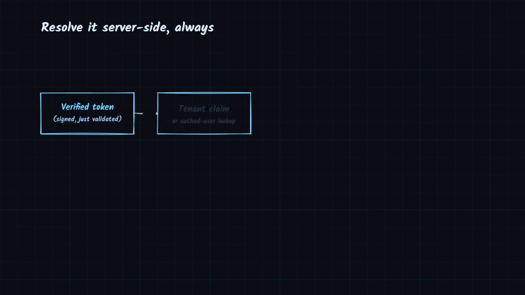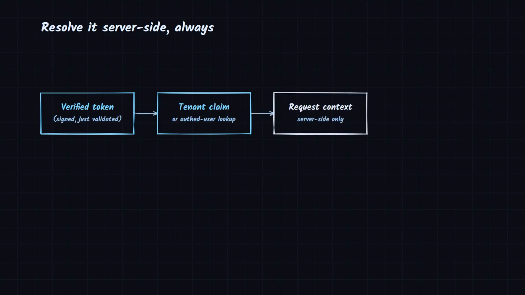Start with where the answer comes from, because there is exactly one safe source. The tenant must be derived from something you verified, which in practice means a claim inside the signed token you just validated, or a lookup from the authenticated user's identity. What it must never come from is anything the caller handed you. A tenant ID in a header is a tenant ID the caller chose. A tenant ID in a URL path is a suggestion.